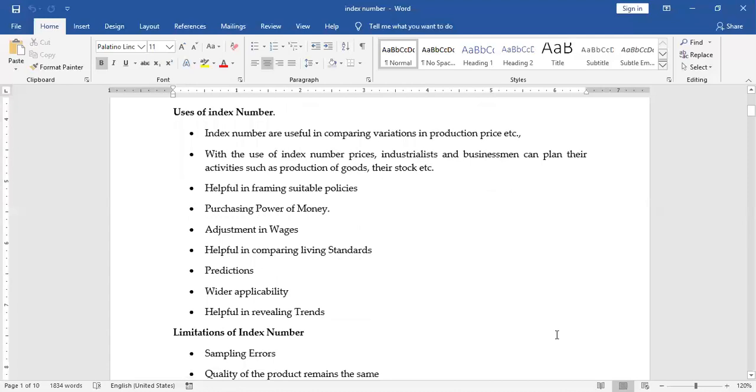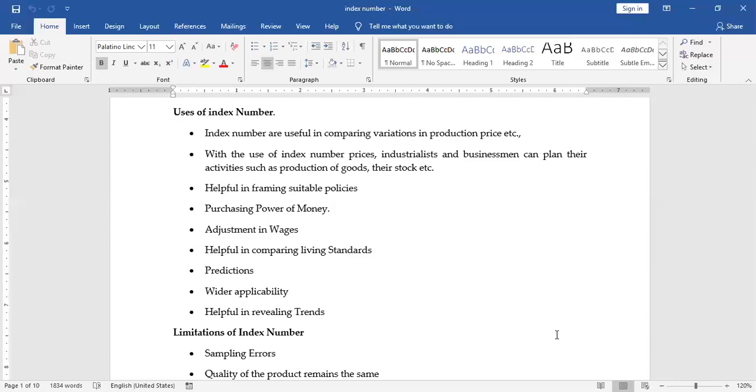purchasing power of money. Obviously, index number also helps in identifying the purchasing power. Adjustment in wages: what was the previous year's price and what is the current year's price, what was the previous year's quantity and what is the current year's quantity. Next is adjustment in wages. Wages have to be adjusted, and it helps in also comparing the living standards. Fine, because we'll be taking the process for a long period of time.